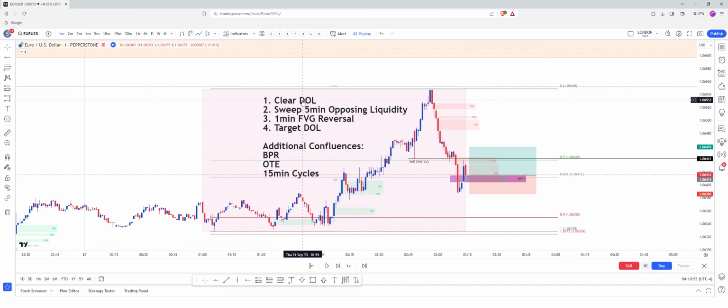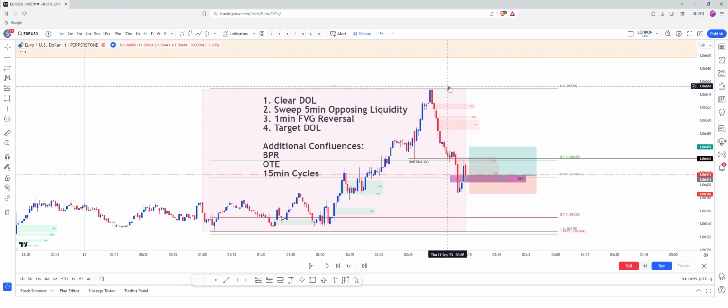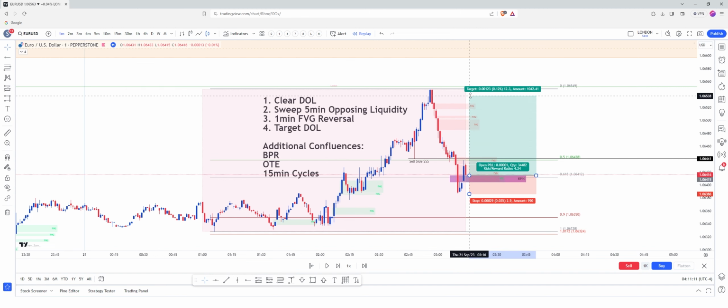Everything's stacking up. Clear draw on liquidity, sweep of 5-minute opposing liquidity, 1-minute fair value gap reversal, target, draw on liquidity. We've got a BPR, we've got OTE, and we've got the start of a new 15-minute candle. Look, we're at 314. So the entry when we get triggered in is going to be 315. So I'm absolutely 100% on board with that.